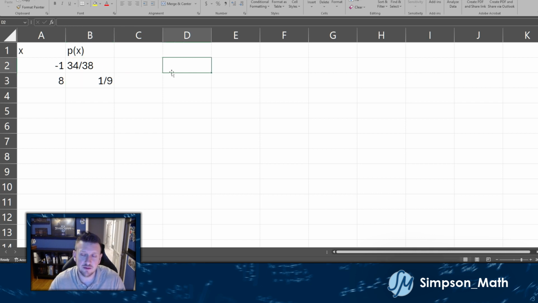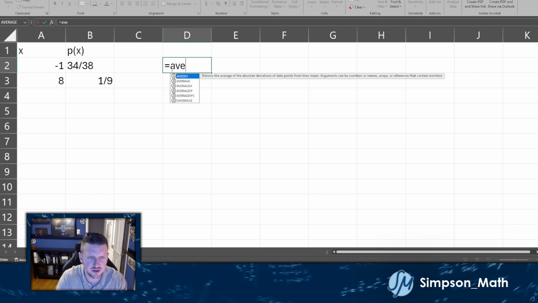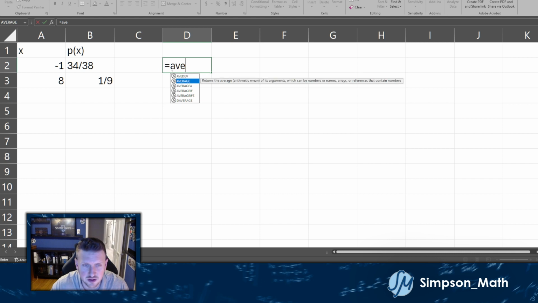Okay, so now basically you're going to have to do the math yourself. The process is we're going to do a weighted mean. I should not have started this. There probably is a weighted average function. If not, I'll just do the multiplication.